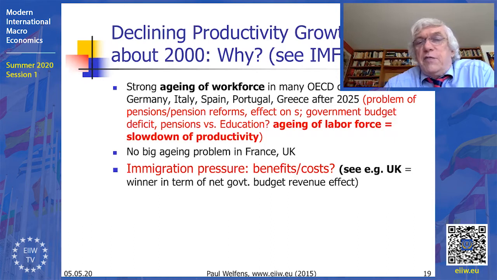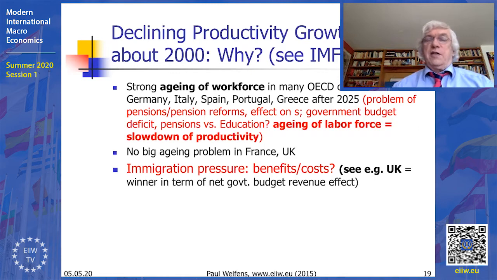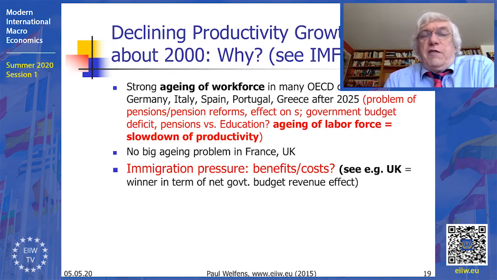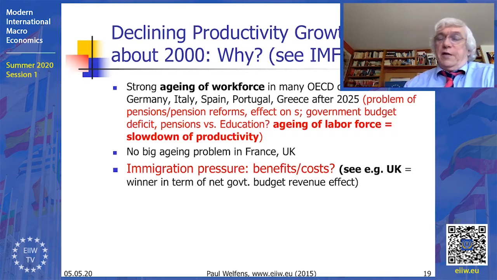Question about immigration pressure. What are the benefits? What are the costs? We can clearly say that the UK, for instance, is a winner in terms of net budget effects, of net government budget revenue effects from immigration. And there are very few countries, Germany is one of them, where immigration creates here for the government budget a negative net effect.